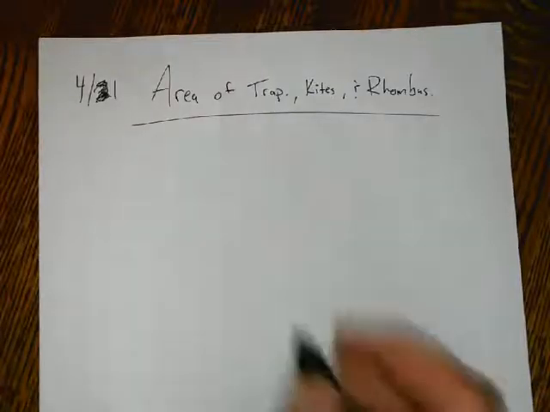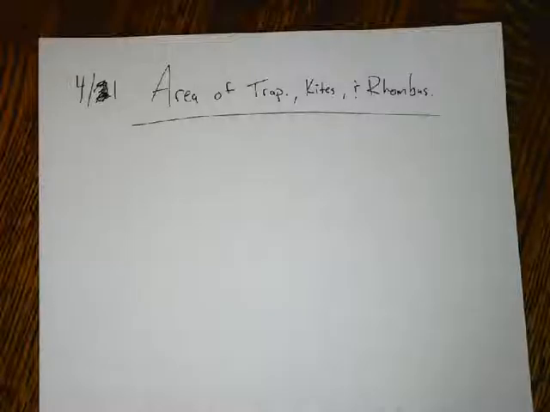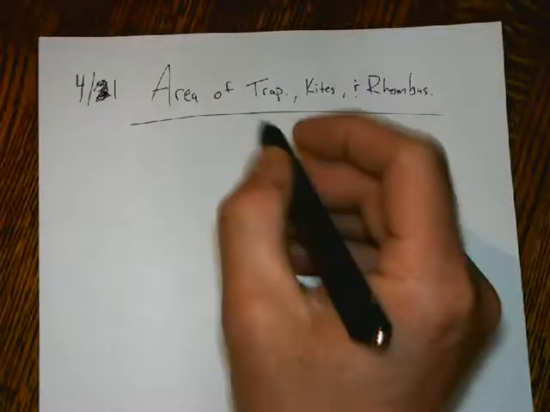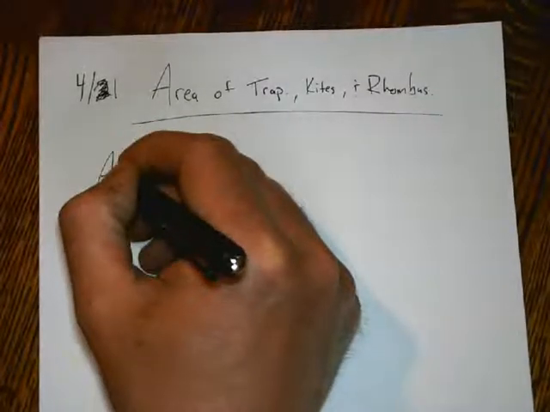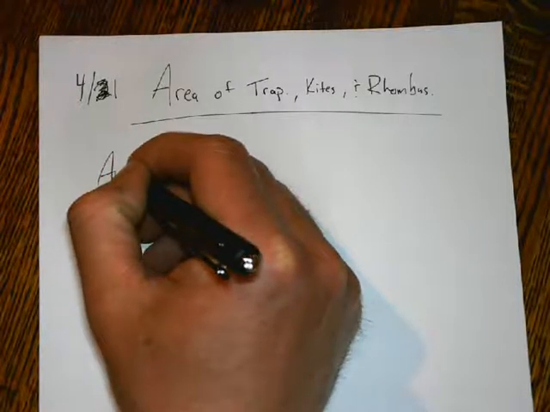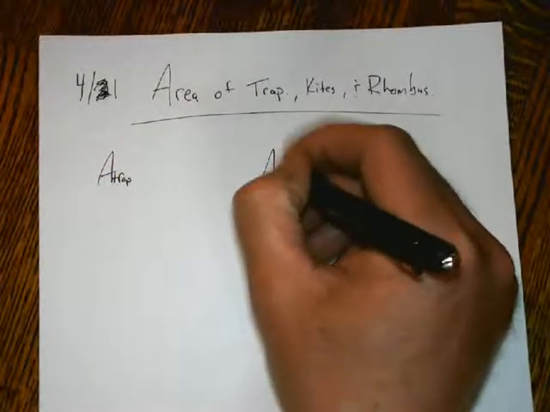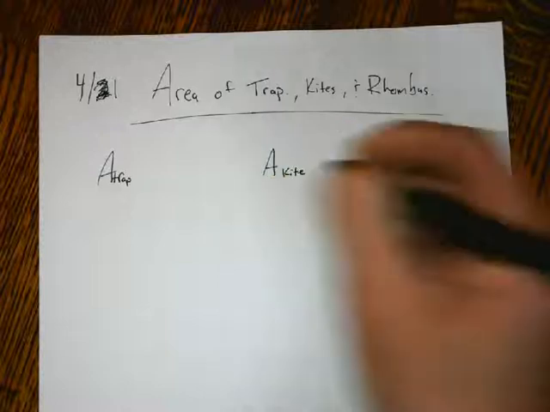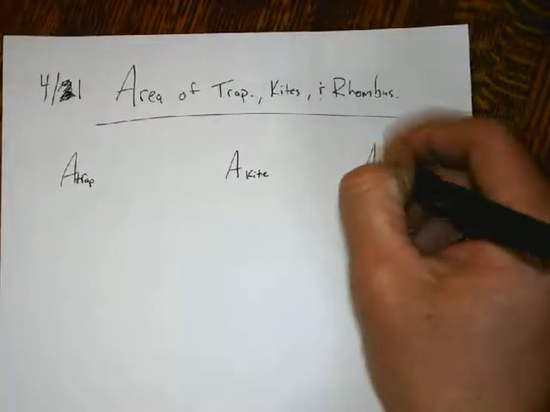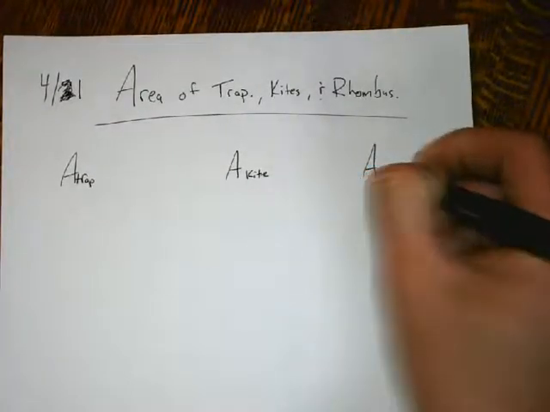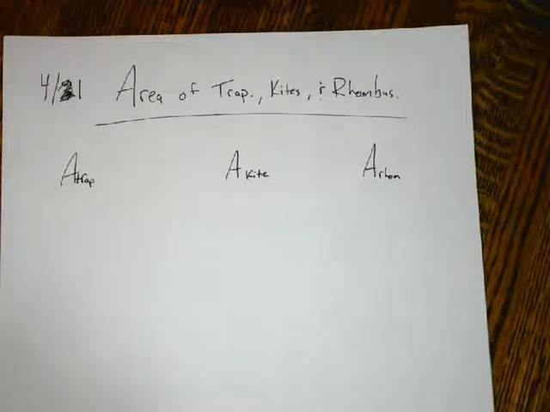Anyway, so second part of the areas is pretty quick and painless. We're going to talk about areas of trapezoids. So we have a trapezoid. We'll have the area of a kite and the area of a rhombus. So first of all, we have to go back and remember what those guys actually look like.